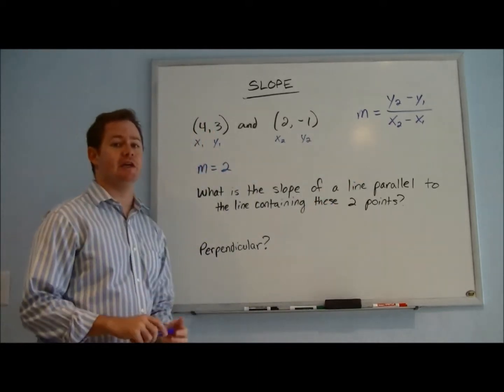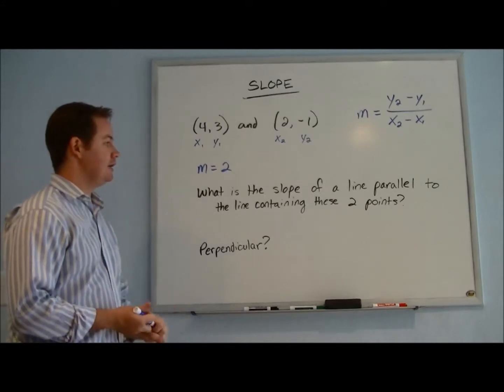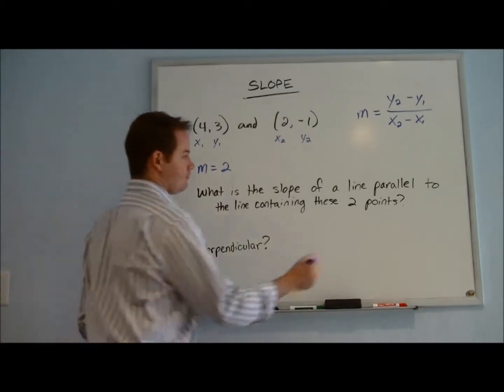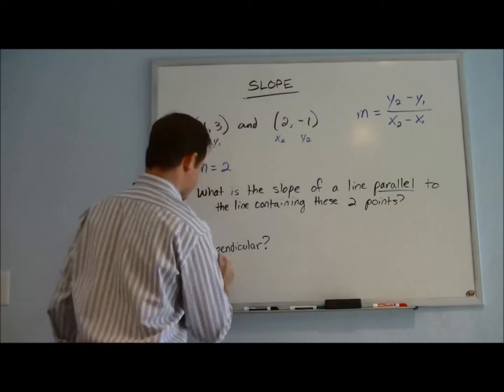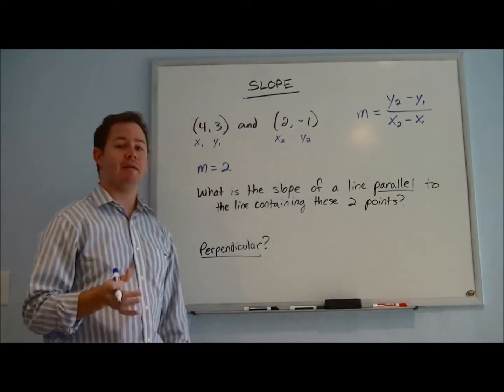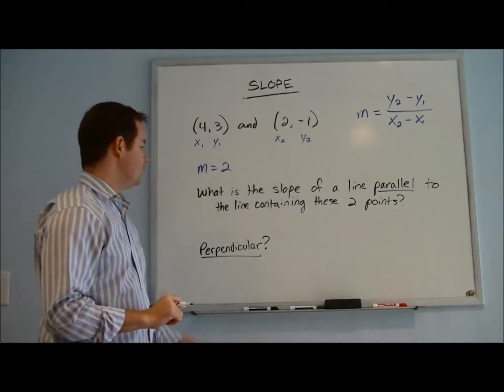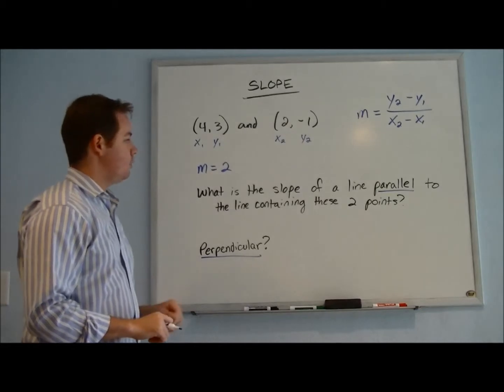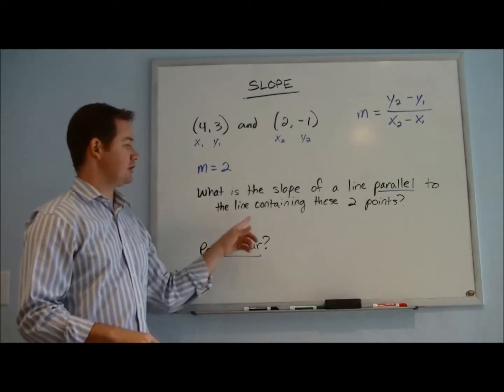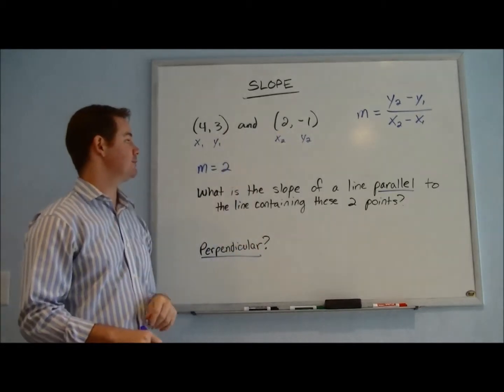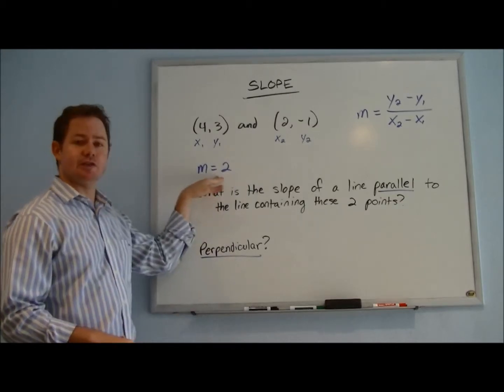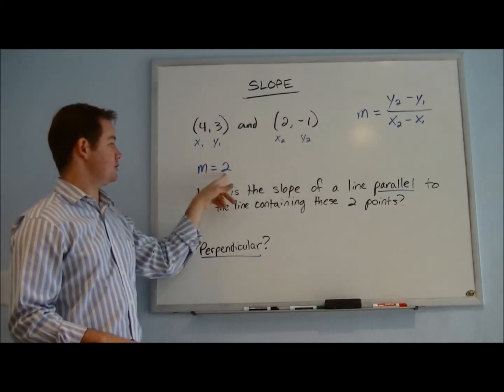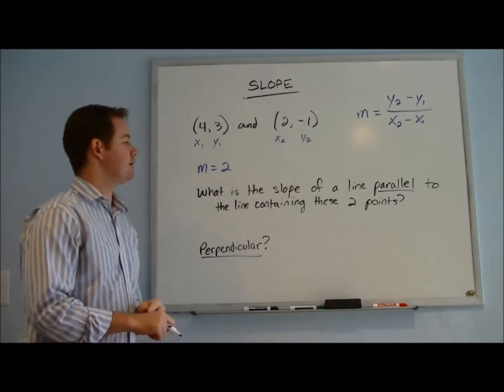If you're comfortable with that calculation, now let's take a look at the difference between parallel lines and perpendicular lines and what that means as it relates to the slope. So here this question asks, what is the slope of a line parallel to the line containing these 2 points? Well, we already calculated the slope of this line as 2 by plugging in the values to that formula.